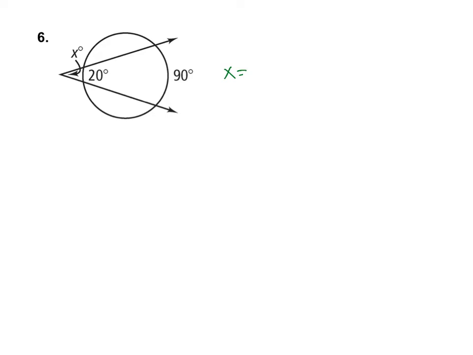Again, x equals 1/2 of 90 minus 20. So x equals 1/2 of 70. So x equals 35 degrees.